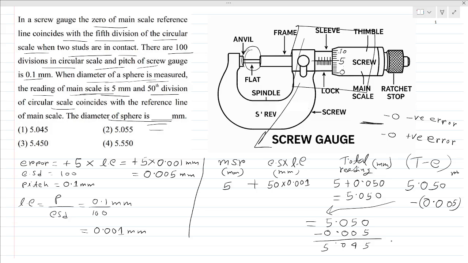So the answer will be 5.045 millimeter. Let's check which option will match. So 5.045, that means option number 1 is right.